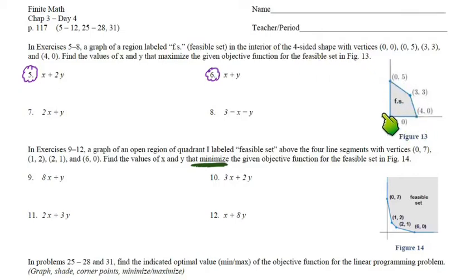It says find the values of x and y that maximize the given objective function for the feasible set. So there's our feasible set. You know you've got these cute little corner points. Let's take a look at number 5. The objective function is x plus 2y.